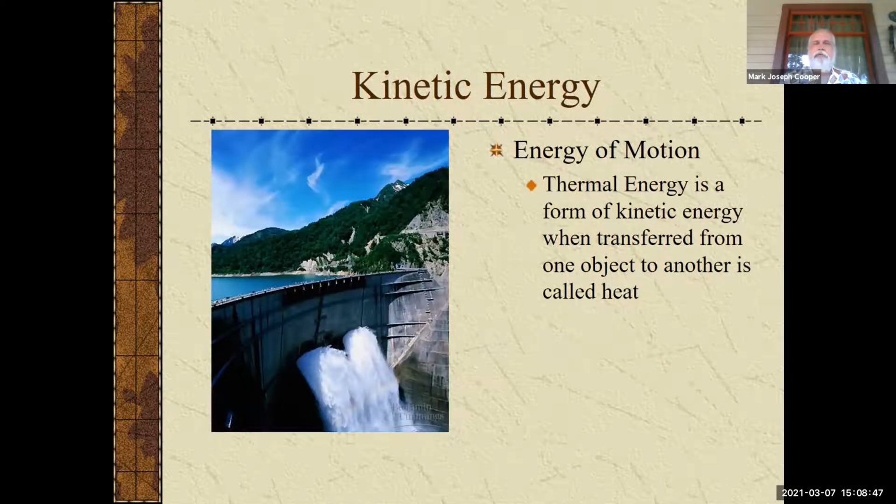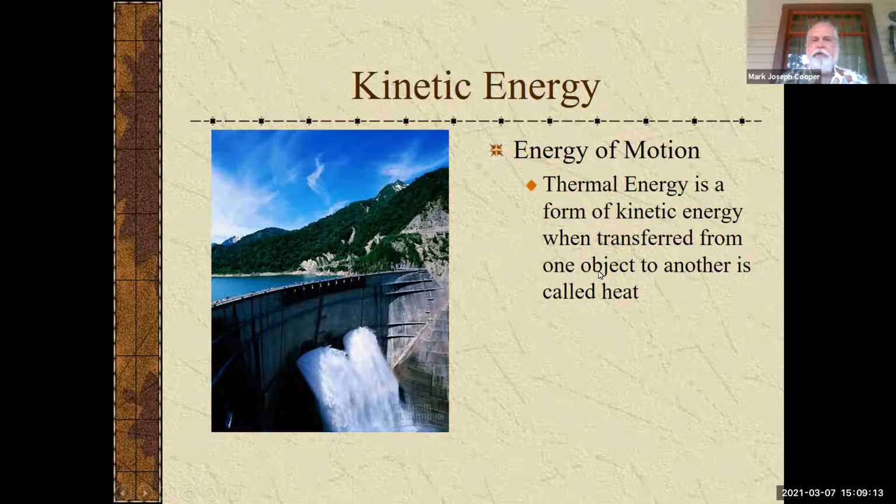All right, and then there's two forms of energy that we want you to know. The one is kinetic energy, and then the other is potential. So here we have a picture of kinetic energy, and that is the energy of motion or movement. And so you can see that that is water coming out of the dam here. So that would be an example of energy of motion, energy of movement.